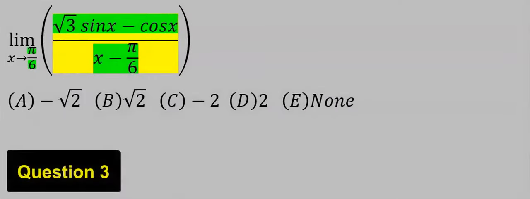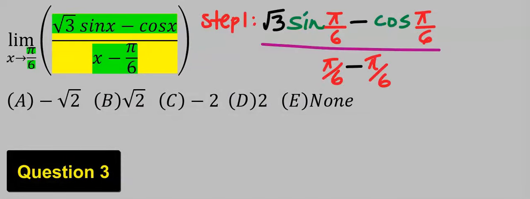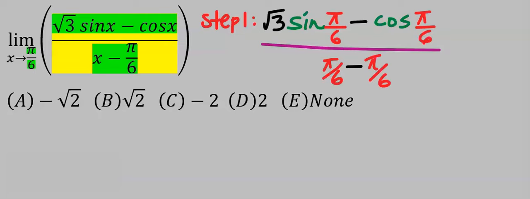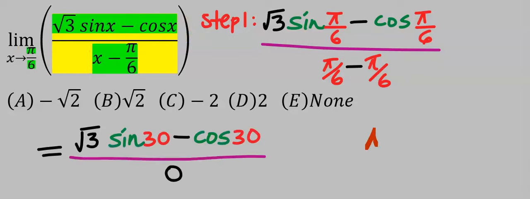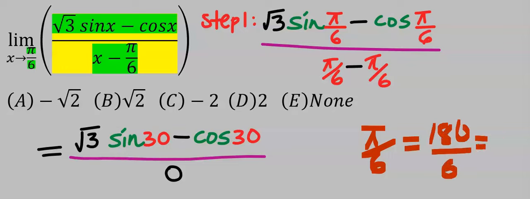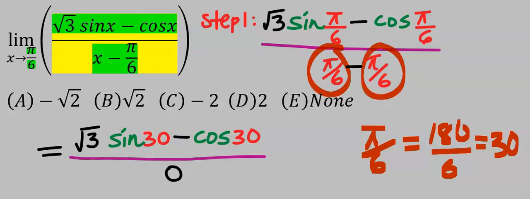Next, let's consider this question. Step number 1, apply direct substitution. That is, wherever I see x, I will input pi over 6. Likewise, pi over 6 is the same thing as 180 divided by 6, which is the same thing as 30 degrees. Hence, instead of pi over 6, I will now have 30 degrees.